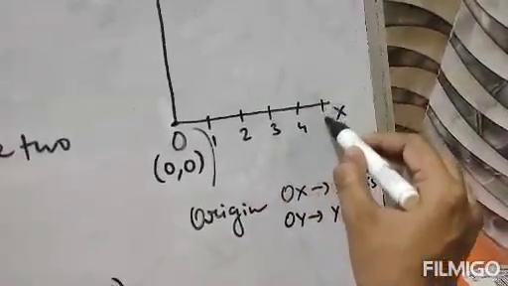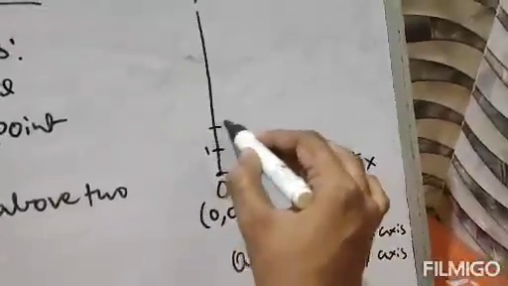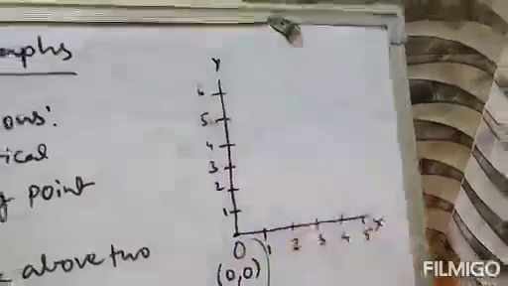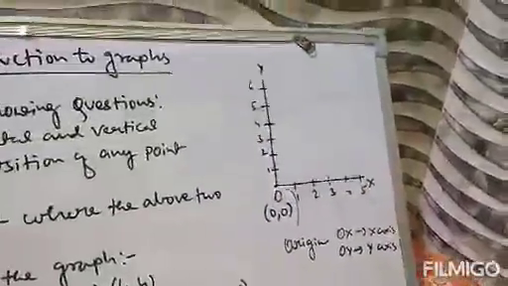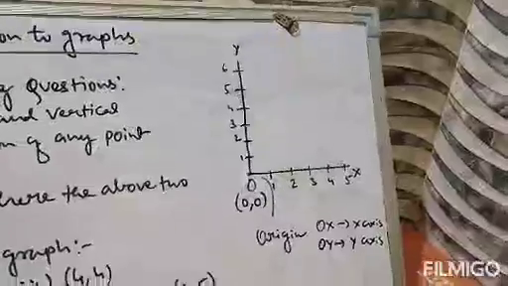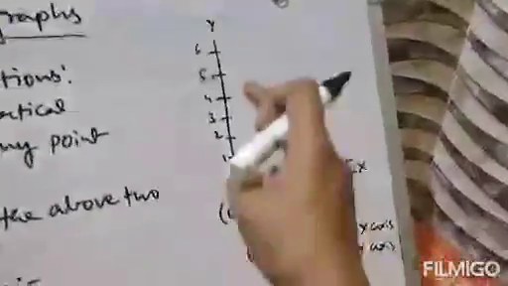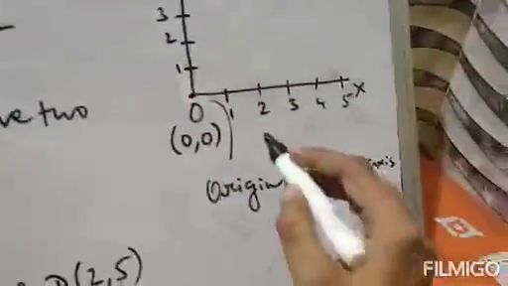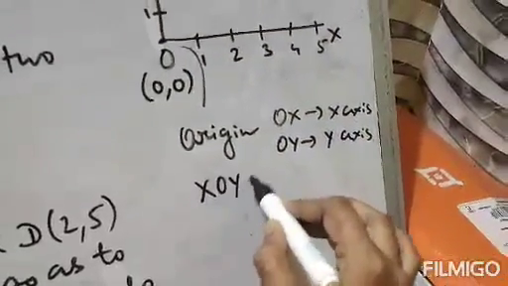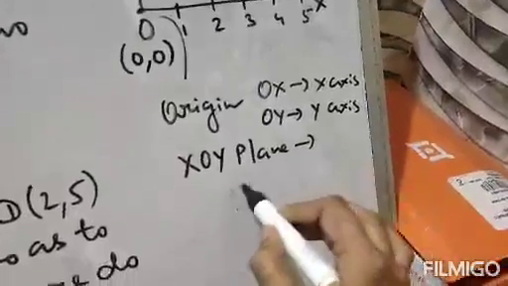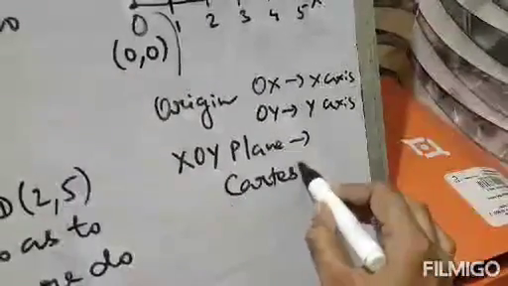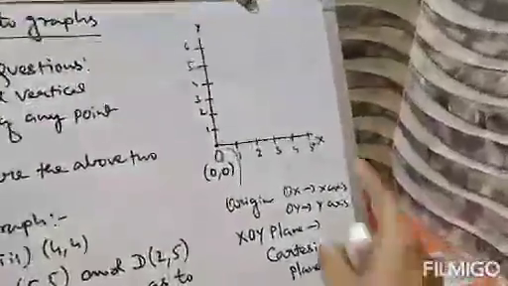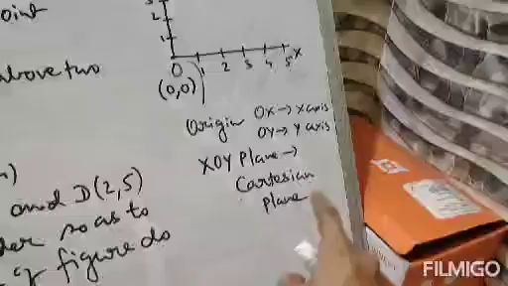So we will mark points in this graph like, suppose this is 1, 2, 3, 4, 5, like this, and here 1, 2, 3, 4, 5, 6 and so on. So these are the readings in the graph with respect to x-axis and y-axis. This XOY plane is known as the Cartesian plane.